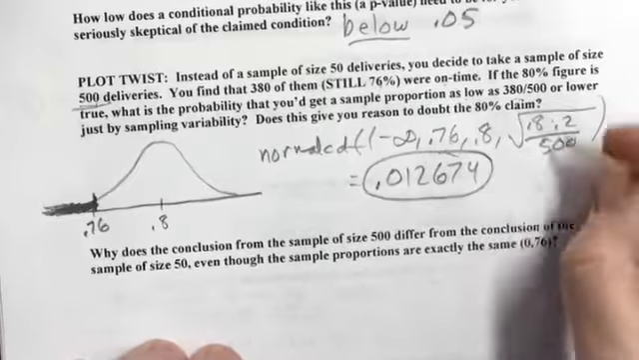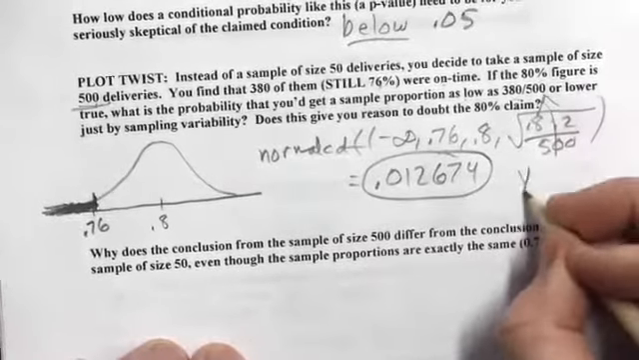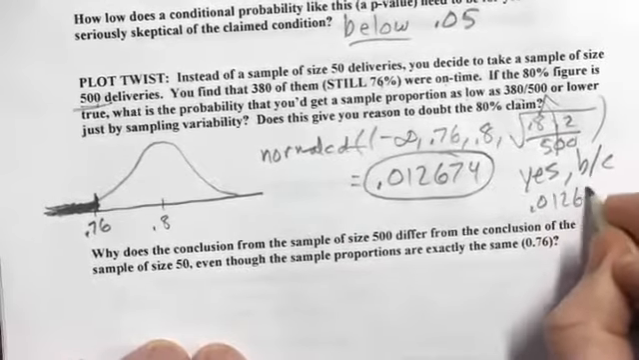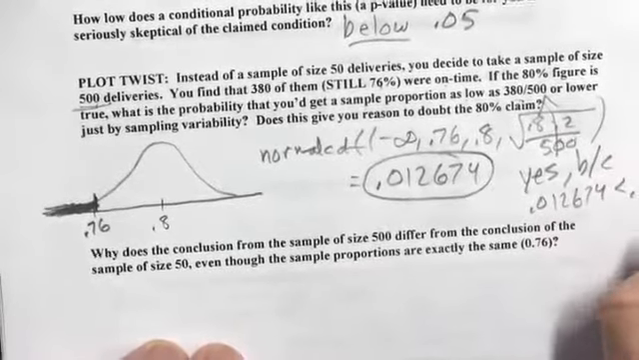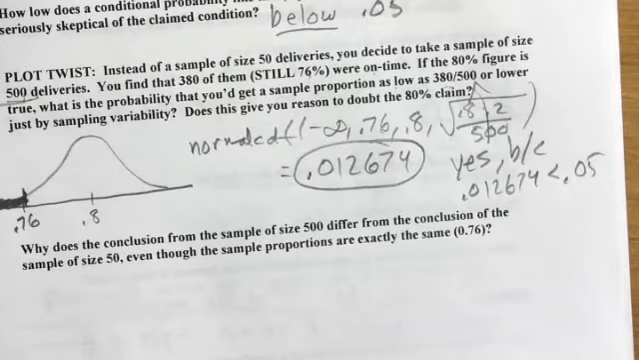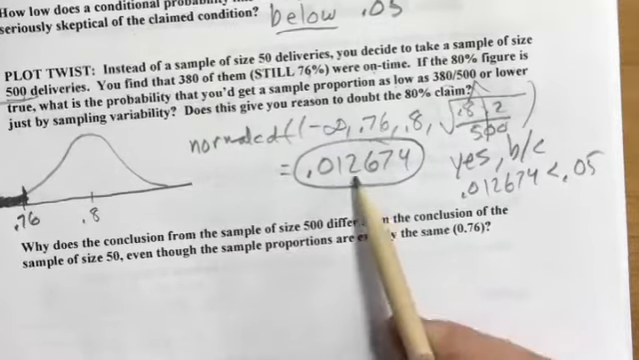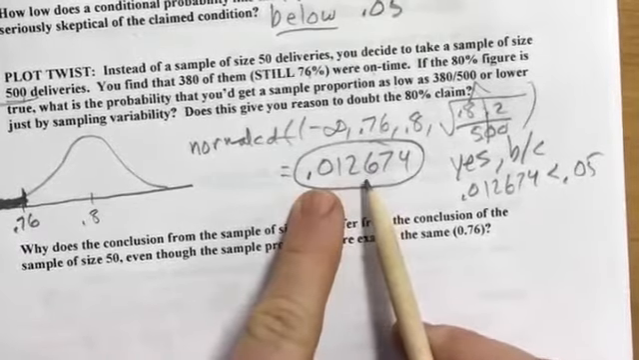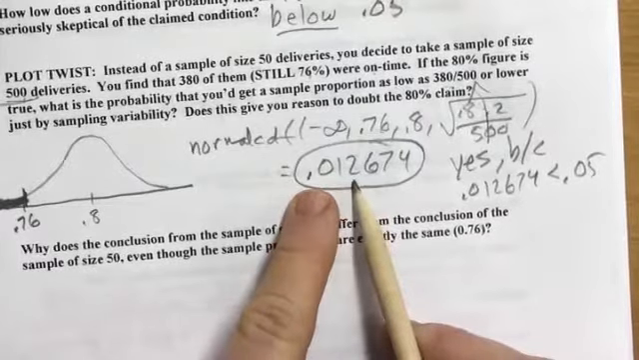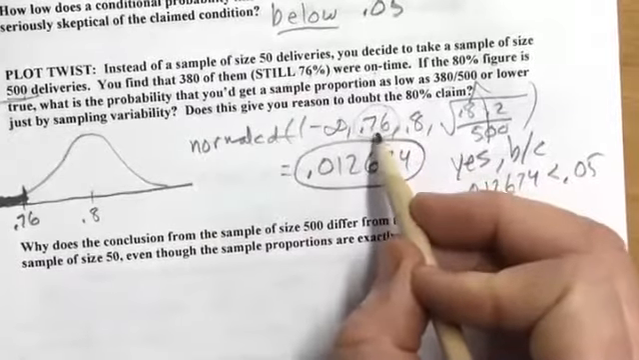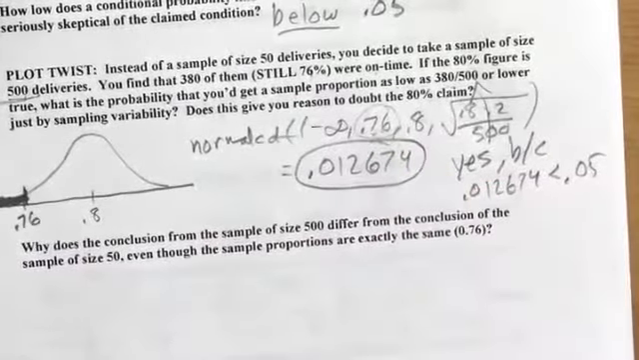Okay. Does this give you reason to doubt the claim? You would say yes, because 0.012674 is less than 0.05. That's what you would say. In other words, it is really unlikely to occur just by sampling variability. And so, once again, this number right here, this probability that we are finding, is what we call a p-value. It is the probability that you get a sample value as unusual as 76%, given the fact that 80% is true.